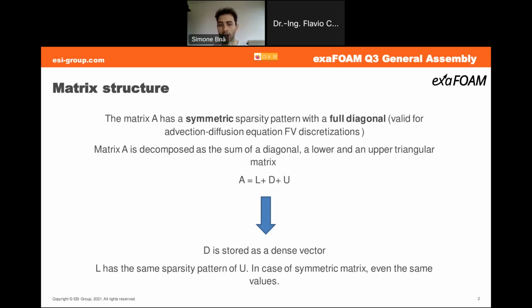Since D is a diagonal matrix, it can be represented and stored in memory as a dense vector. While for L and U, since they are triangular matrices, we also need to store the sparsity pattern. But since the sparsity pattern is symmetric, we need to store only the sparsity pattern of L or U, one of the two, in order to reduce the amount of memory to be stored and transferred during the running of the kernel. If the matrix is not only symmetric in the sparsity pattern, but also totally symmetric, the values also need to be stored only for one of the two, lower or upper.